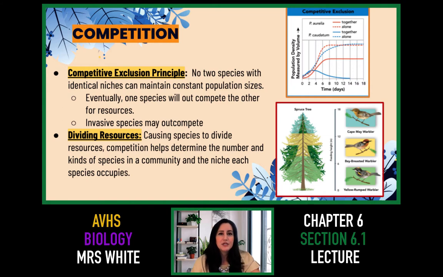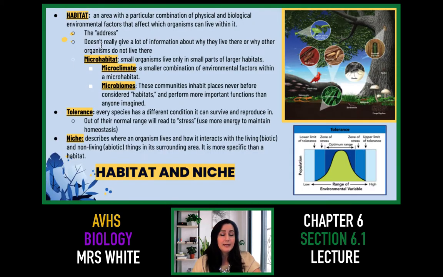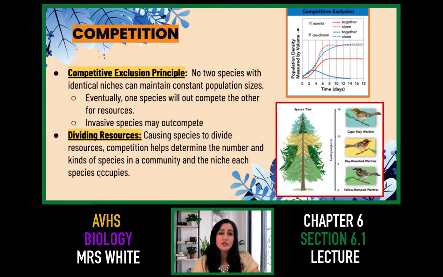Next up is competition. There is something called the competitive exclusion principle, which simply means that no two species with identical niches can maintain constant population sizes. So this means, when I go back for a moment to habitats, they might live in the same area, and that in itself is not a problem. But the reason we say niche instead of habitat for this specific example is because your niche shows me how you are actually interacting with your environment. And that tells me the food sources you're eating, the actual resources that you need. And so if you're fighting for the exact same resources, we're gonna see some changes within that population size.